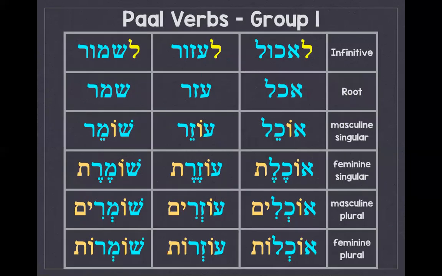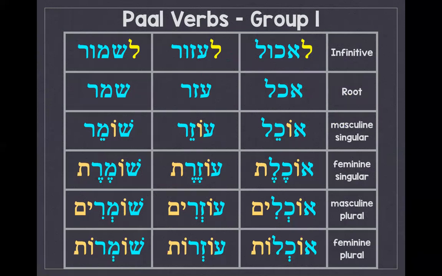And here you can see all three verbs side by side, le'echol, la'azor, and lishmor. And as you can see, even if the infinitive, the to form of the verb, has different vowel sounds, le'echol, la'azor, lishmor, none of that matters when it comes down to the conjugation. Okay, so we have our roots, achal, azar, shamar, and that a'a vowel pattern comes from the binyan. These are all paal verbs.